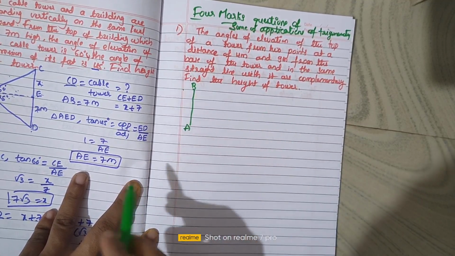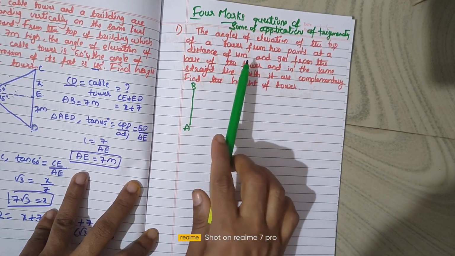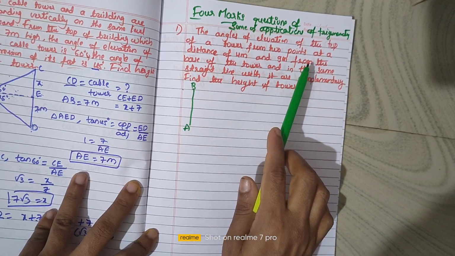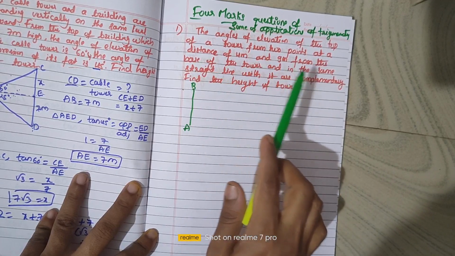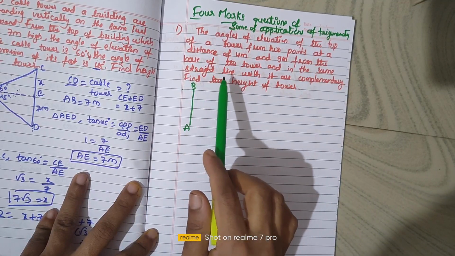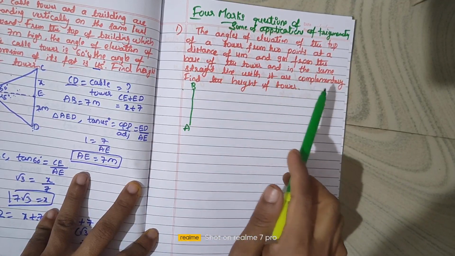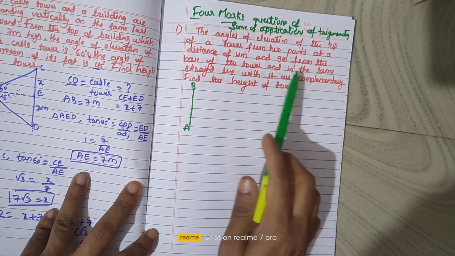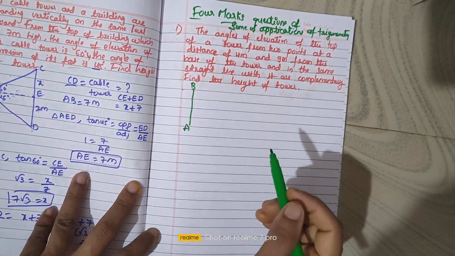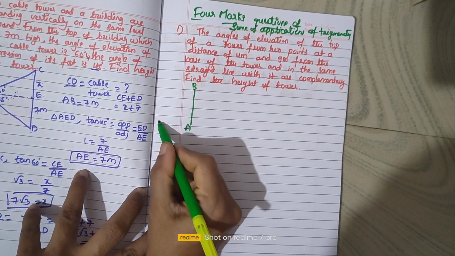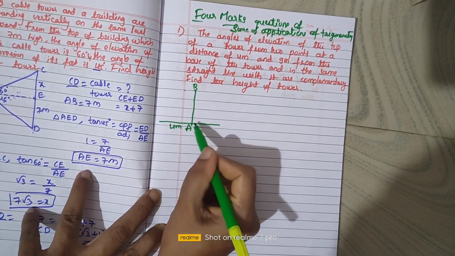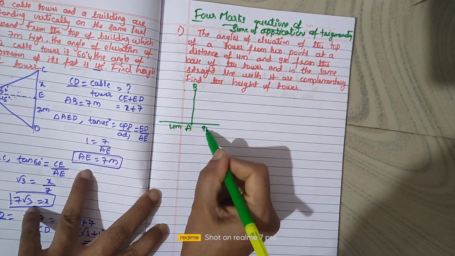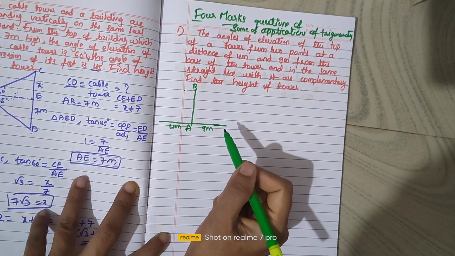The angle of elevation of the top of the tower is observed from 2 points. They have given 2 points at a distance of 4 meter and 9 meter from the base of the tower and in the same straight line. The 2 points lie on the same straight line, so I will take a straight line here. One point is 4 meter away from this tower and another is 9 meter away from this tower.